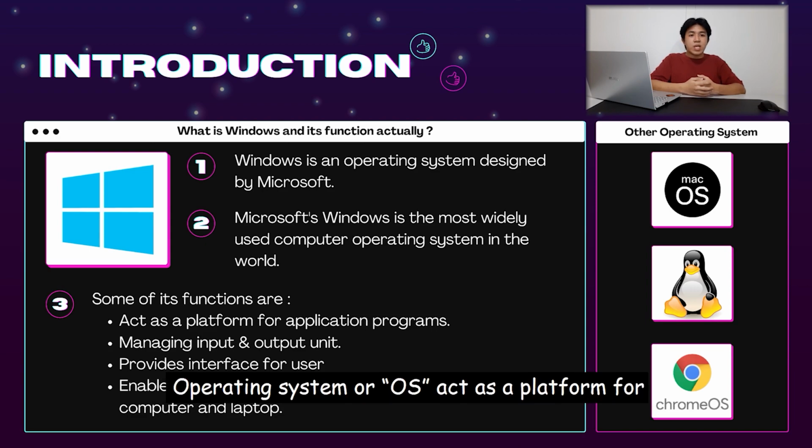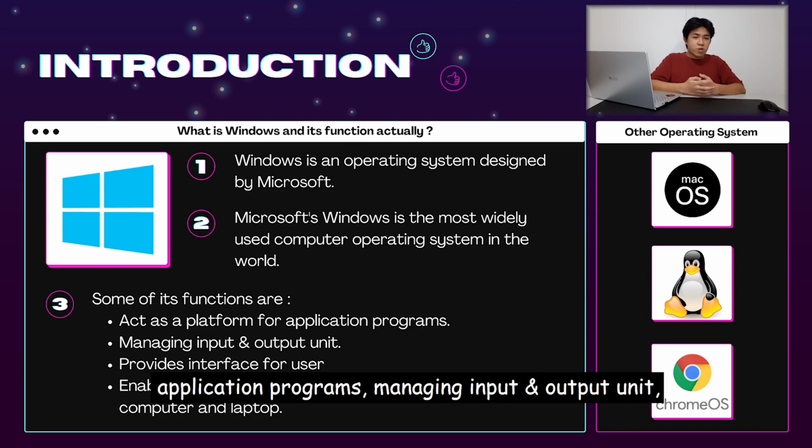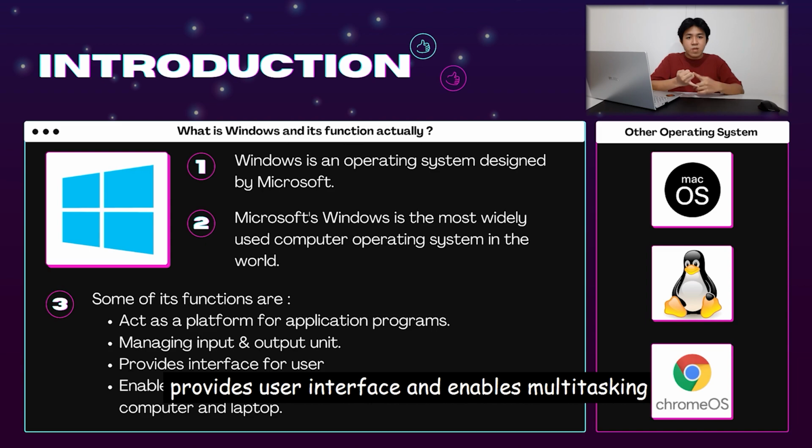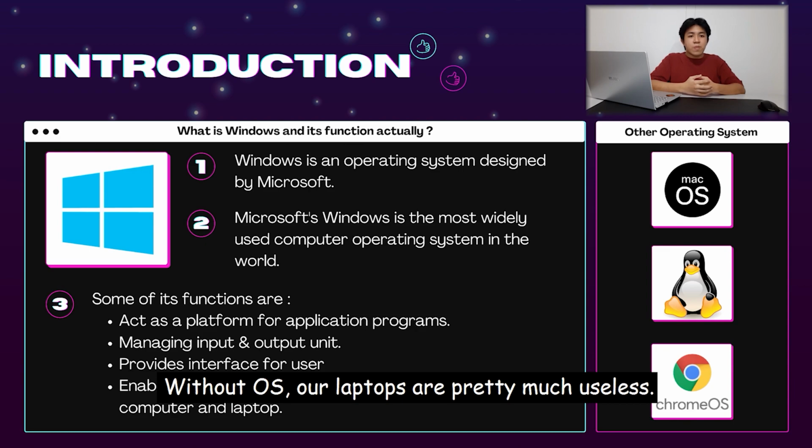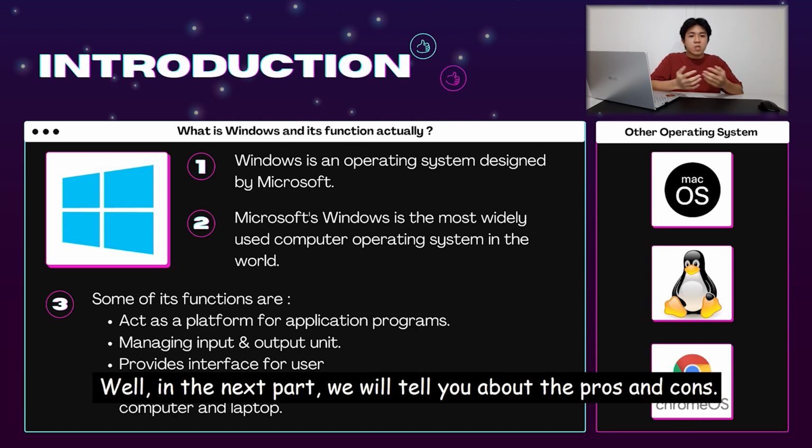An operating system, or OS, acts as a platform for application programs, manages input and output units, provides a user interface, and enables multitasking, which basically gives users the ability to interact with the laptop. Without an OS, our laptops are pretty much useless. Well, in the next part, we will tell you about the pros and cons.